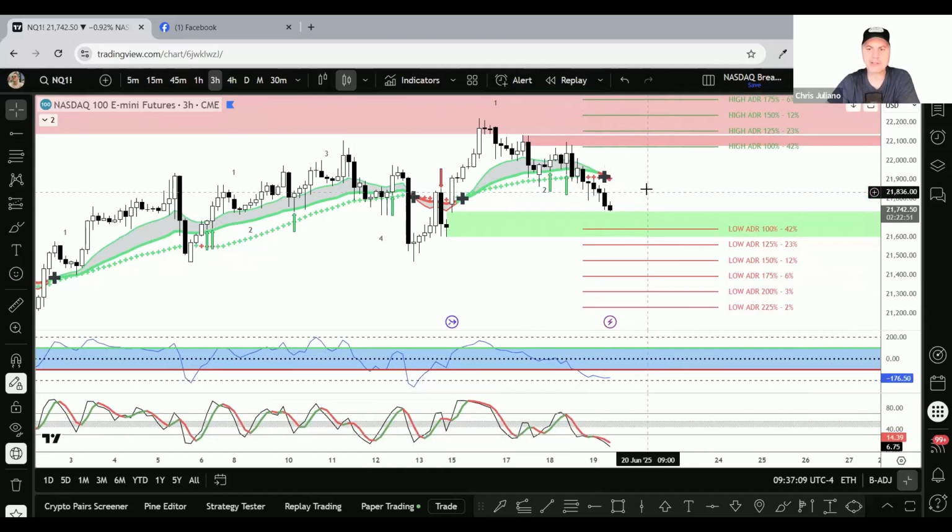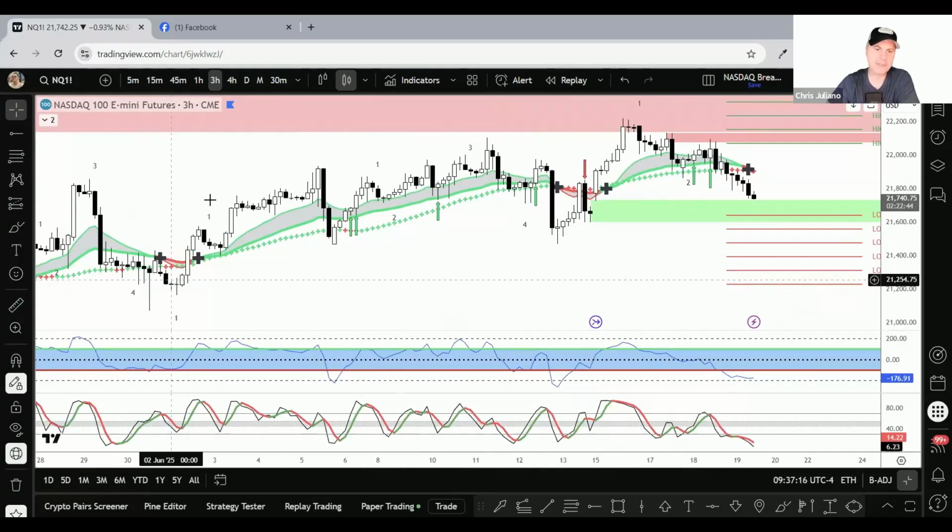Impulse down, correction into trend cloud. In an uptrend, it looks like this. Impulse up, correction into trend cloud. Impulse up, correction into trend cloud, and so on, right?